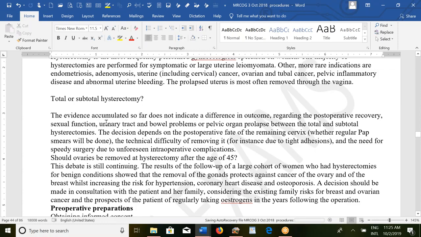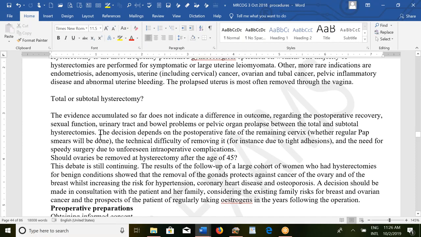The evidence accumulated so far doesn't indicate a difference in outcome regarding post-operative recovery, sexual function, urinary tract and bowel problems, or pelvic organ prolapse between total and subtotal hysterectomies. The decision depends on the post-operative fate of the remaining cervix, whether regular pap smears will be done. If you leave the cervix behind, you have to tell the patient that she still needs cervical screening.